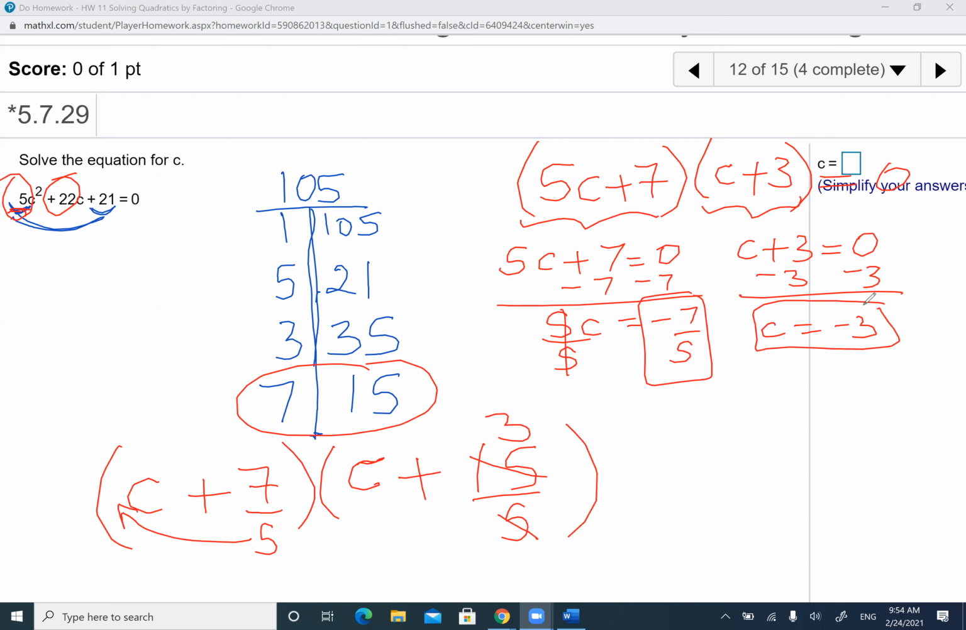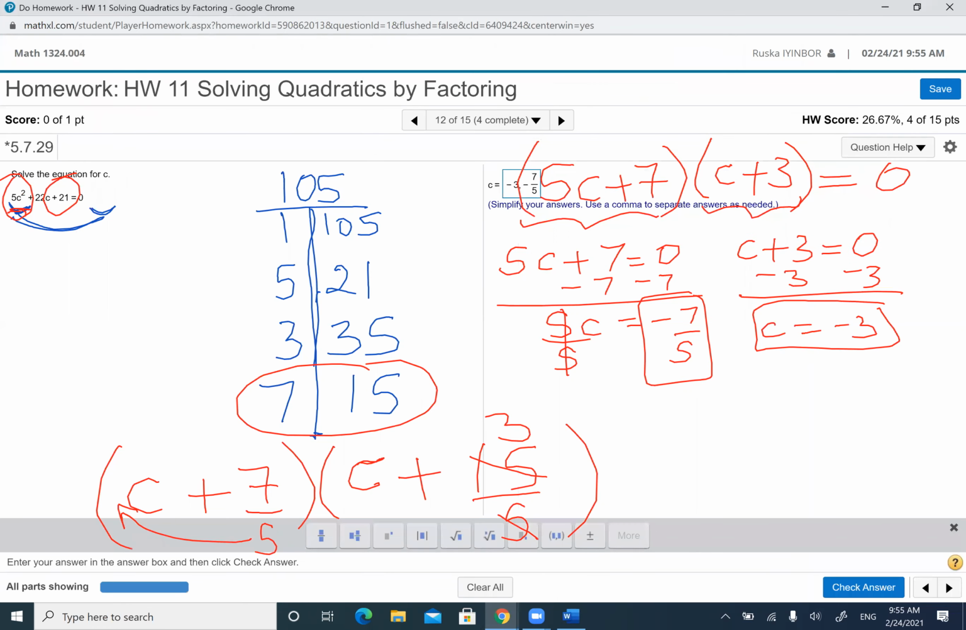Everybody understand this method, or you want me to show another one? I think this one is good. This is good? Okay, thank you.